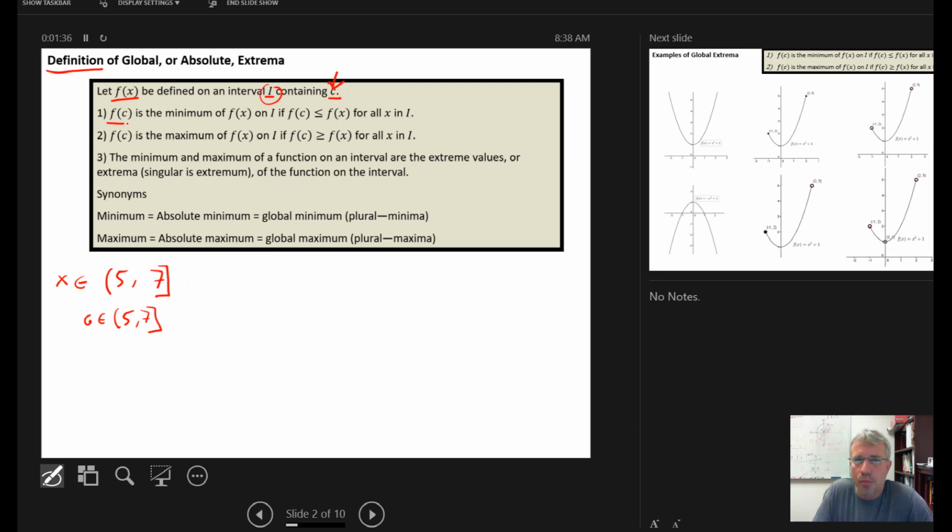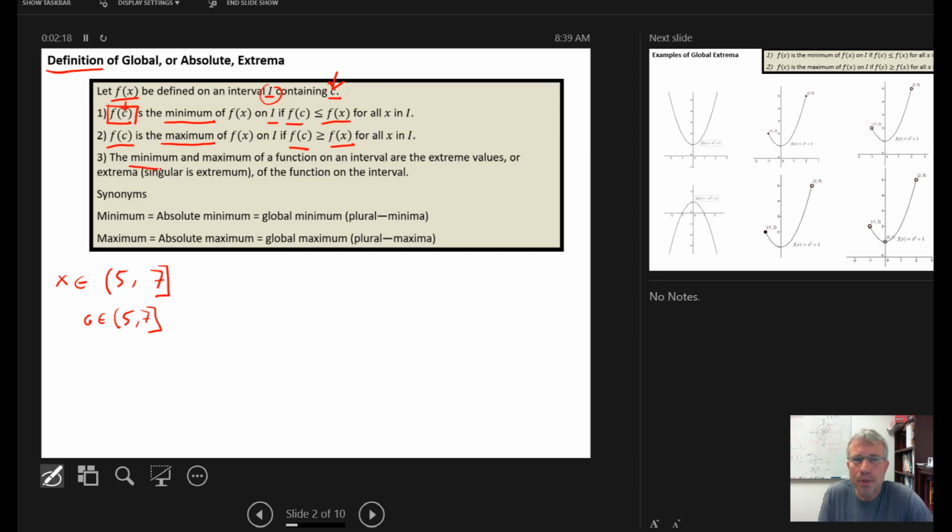And what we say is that the output, f of c, so when you put the input into the function, you get an output. And we want to say that the output of the function, f of c, is a minimum of the function on that interval if f of c is less than or equal to all of the other f of x. So if the output is the smallest it can be on that interval, then we say that we have a minimum. Likewise, if f of c is the largest it can be on that interval, then we say that we have a maximum. So if f of c is greater than or equal to all other function outputs on the interval we've defined, then we have a maximum.